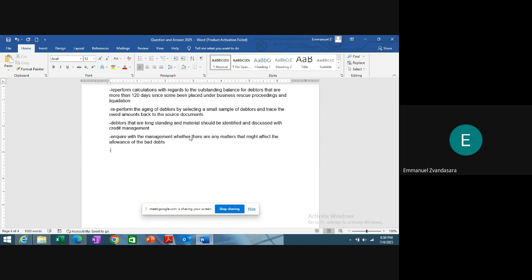Now we can say review all the reports given to management, maybe, for example, on a monthly basis, with regards to debtors.